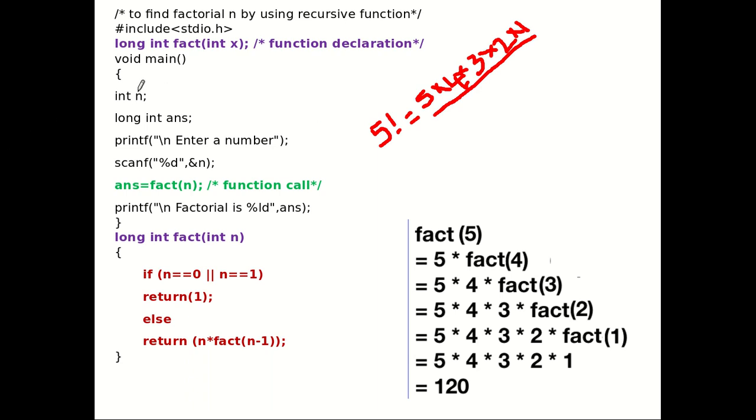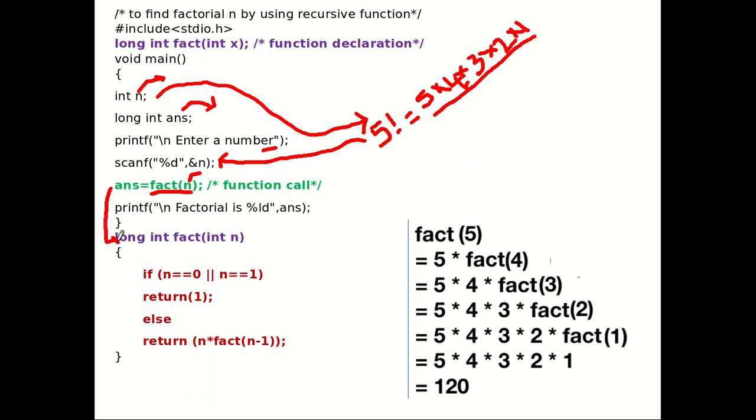So what we do, we declare a variable to store this integer input, and this variable will hold the result of the factorial computation. First we ask the user to enter the number. Whenever the user enters a number, that number is stored in variable n. Next, we call a function fact by passing the value n here. The content of n is 5. Then the control will jump to the function body, which has been implemented using the concept of recursion.